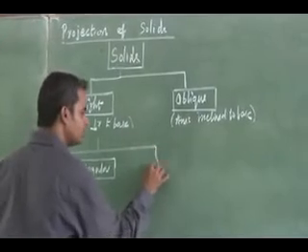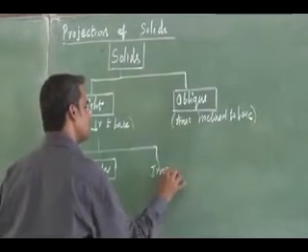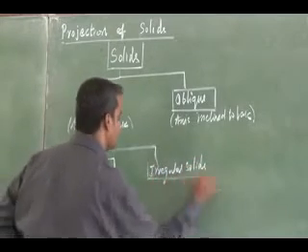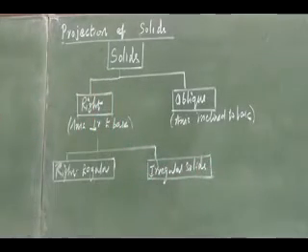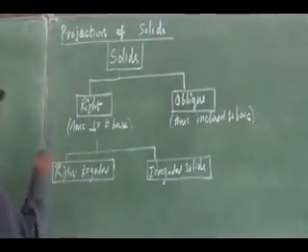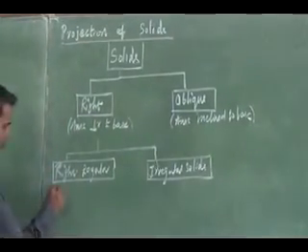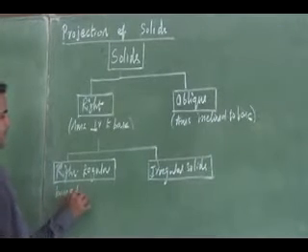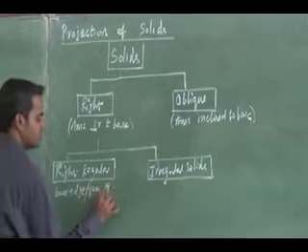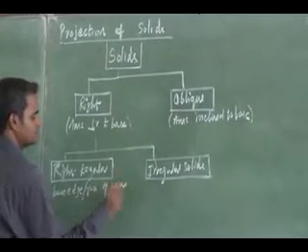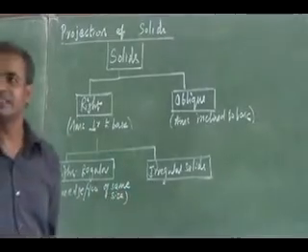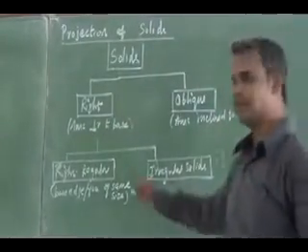Then I have irregular solids. Regular, in the sense, means all the base edges or side faces are of the same size. If I have it like that, then it will be a right regular solid.